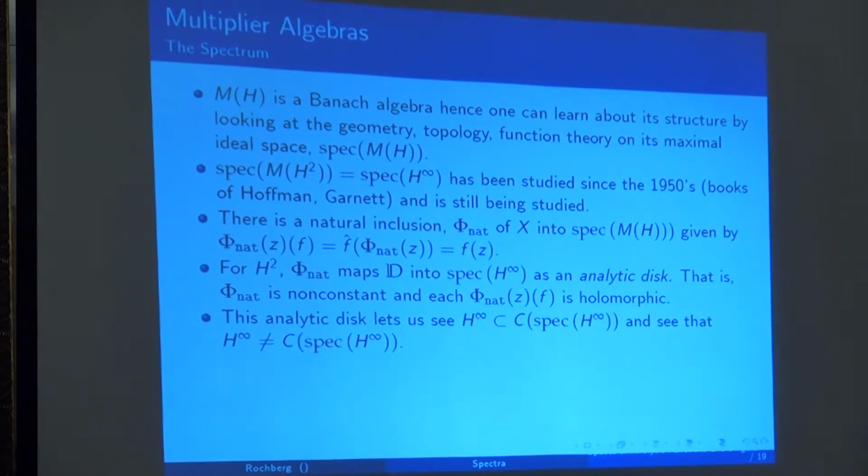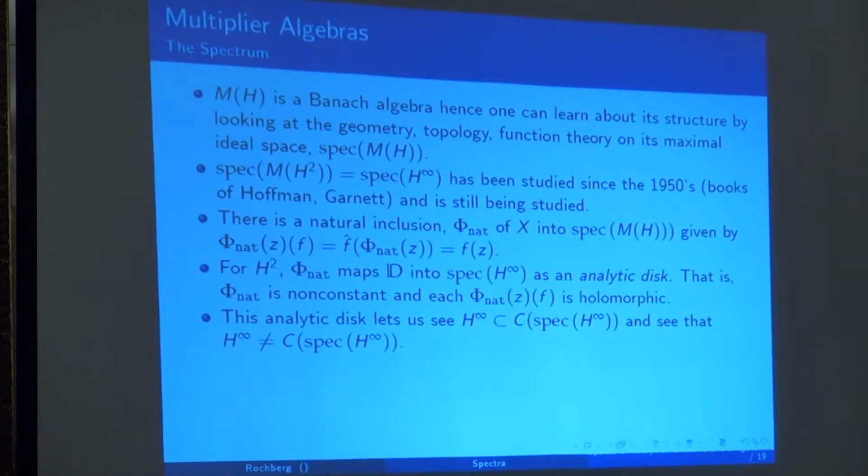Because as soon as you see that you have this analytic disk in there, first of all, you can see H infinity as sitting inside continuous functions on the spectrum because functions in H infinity are continuous on that disk. And you can also, looking at that analytic disk, see these functions are analytic. And hence, H infinity is not the algebra of all continuous functions on the spectrum.